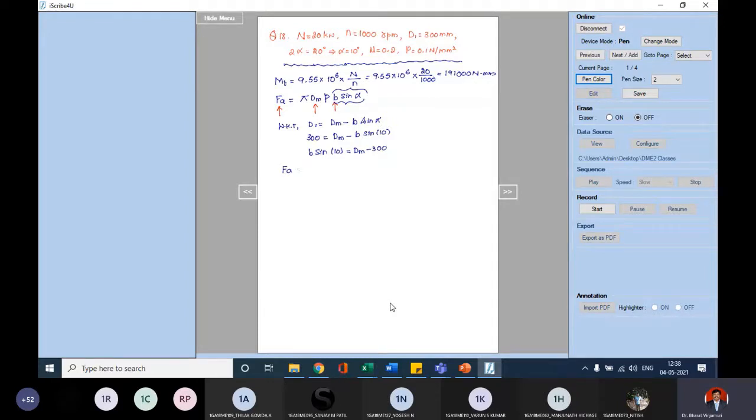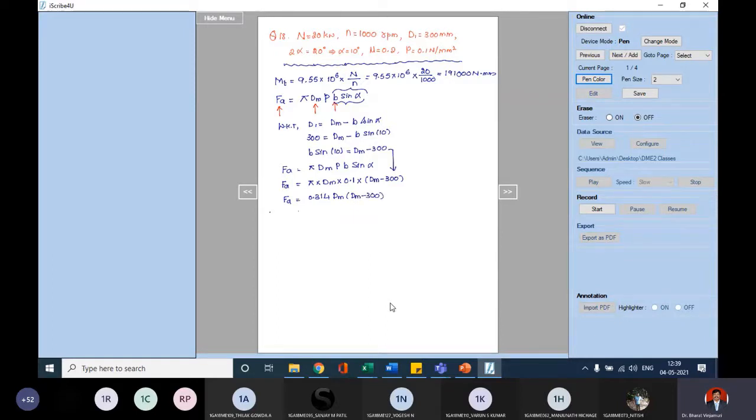Now let me go for FA. FA is equal to pi dm p b sin alpha. So once again, pi times FA, even though we do not know the value of FA, multiplied by dm multiplied by p 0.1 into b sin alpha. B sin alpha I can write as dm minus 300. Now what is FA? 3.14 into 0.1 is 0.314. So 0.314 dm into dm minus 300. A very simple way which we have got.